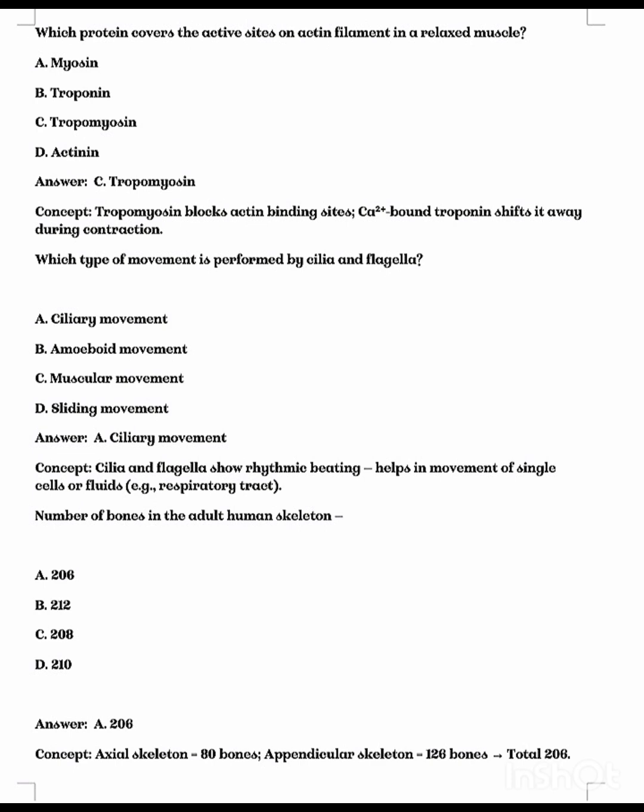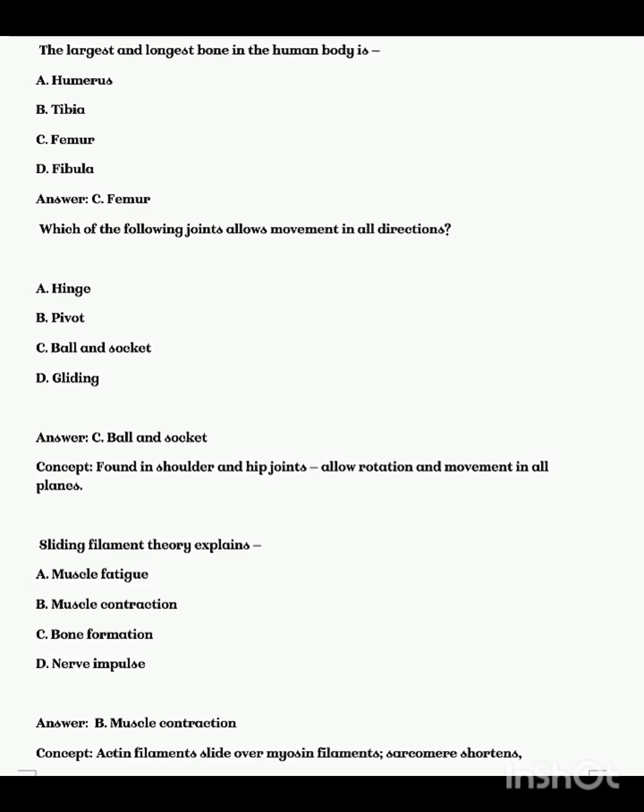Total 206. The largest and longest bone in the human body is: A. humerus, B. tibia, C. femur, D. fibula. Answer C. femur. Which of the following joints allows movement in all directions?